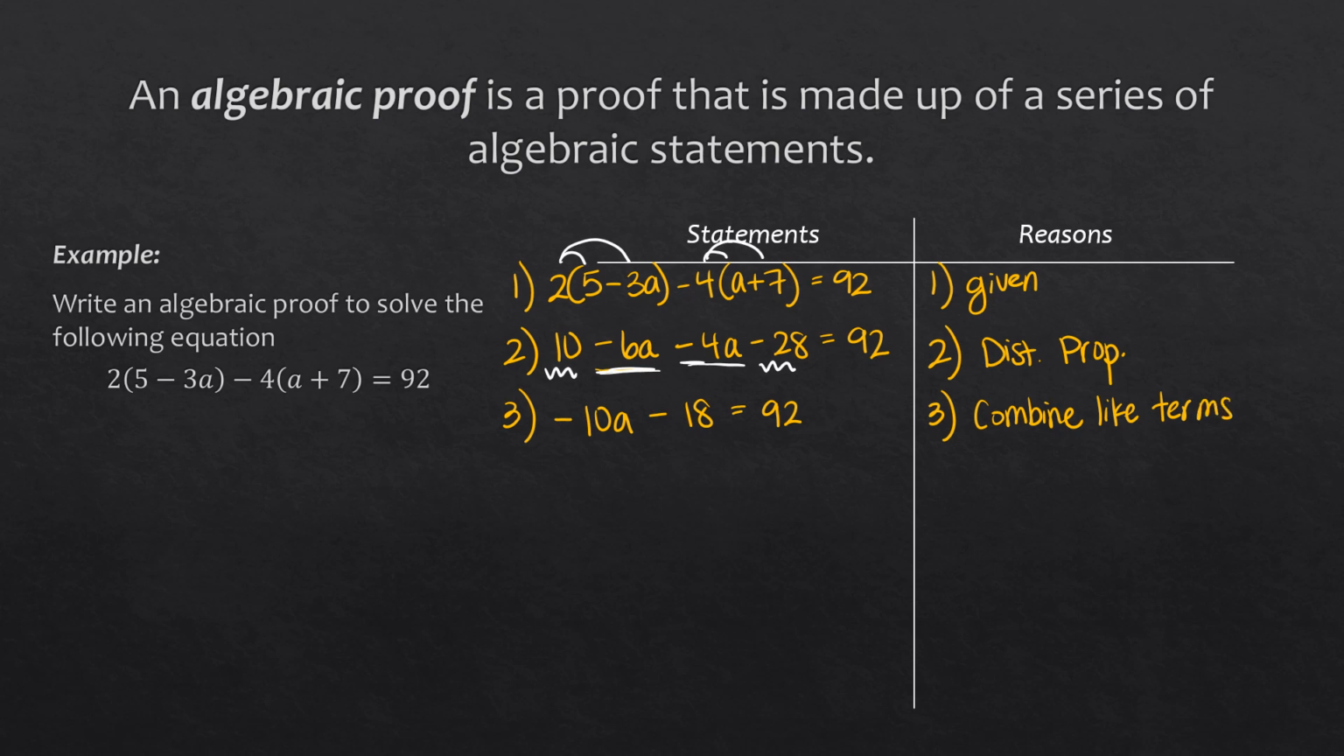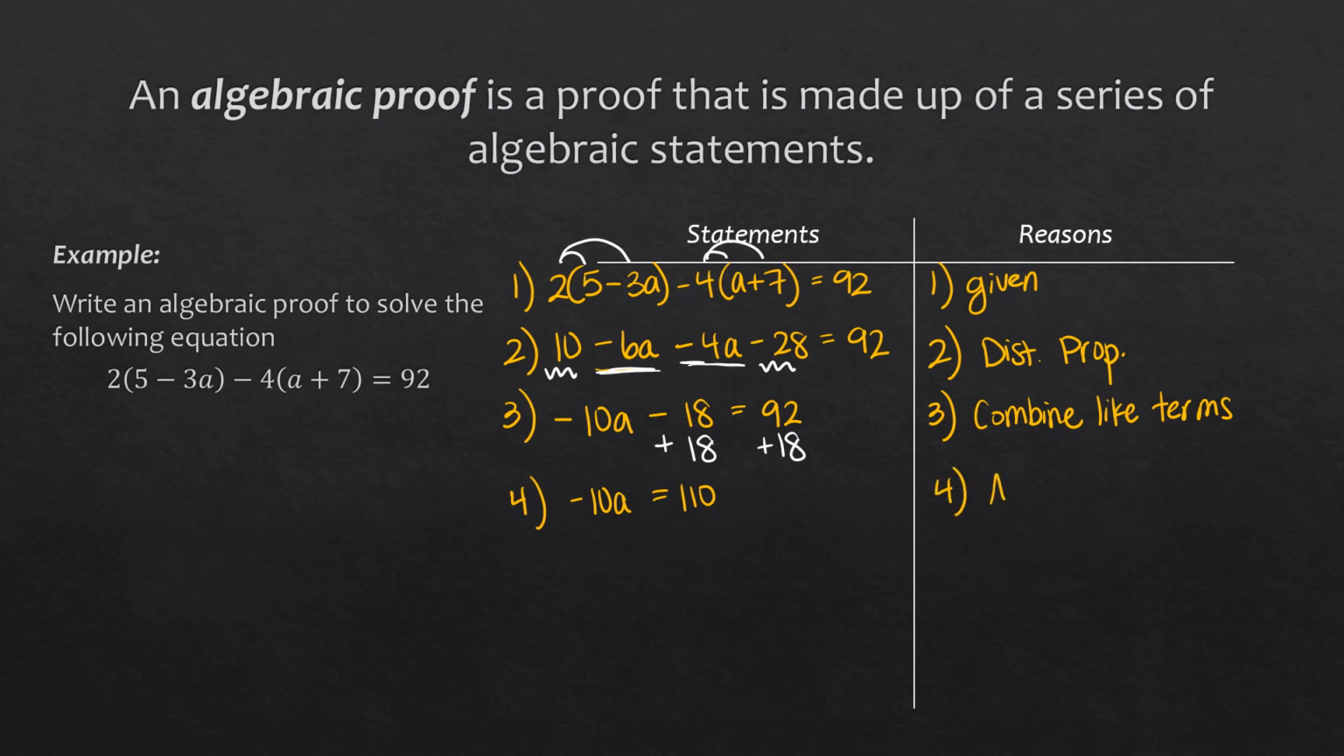This is what I suggest. I see sometimes people put simplify instead, but I think sometimes that can feel like too big of a box. So my recommendation is to put combine like terms. Okay, next thing we might do is actually add 18 to both sides. So our next actual line would look like negative 10a is equal to 110.